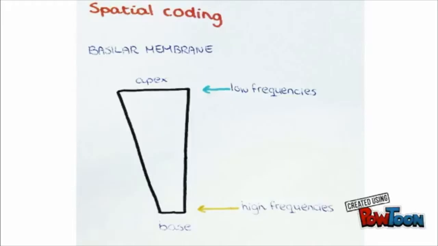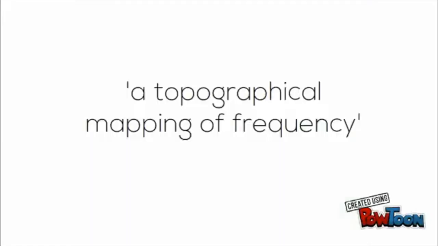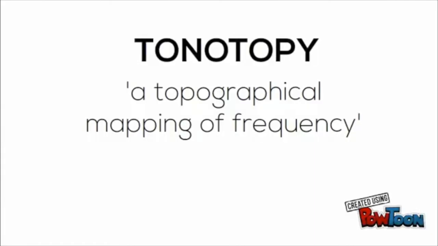Each auditory nerve fiber gets input from a single hair cell. So auditory nerve fibers connected to a hair cell at the base of the basilar membrane convey information about high-frequency sounds, while nerve fibers connected to a cell at the apex of the membrane encode low-frequency sounds. Spatial coding of frequencies is also called tonotopy, a topographical mapping of frequencies.